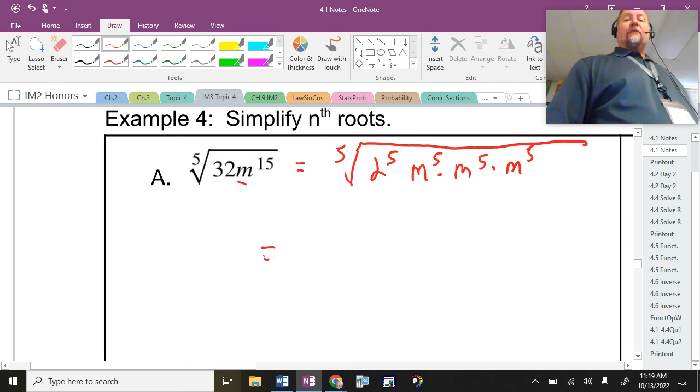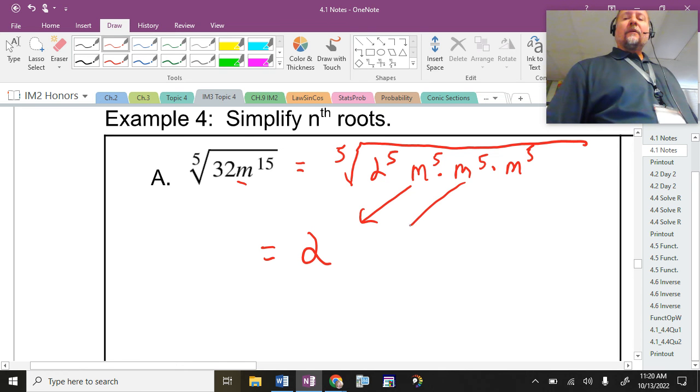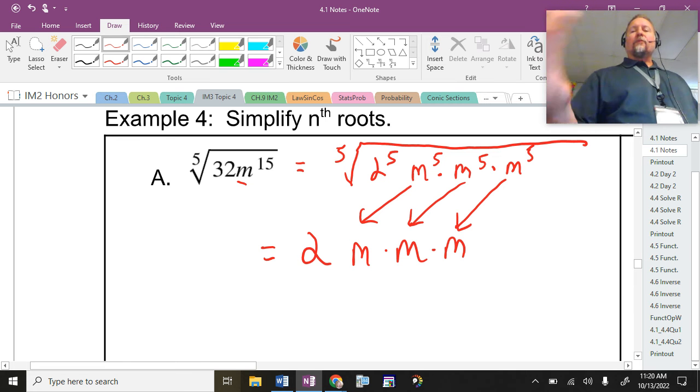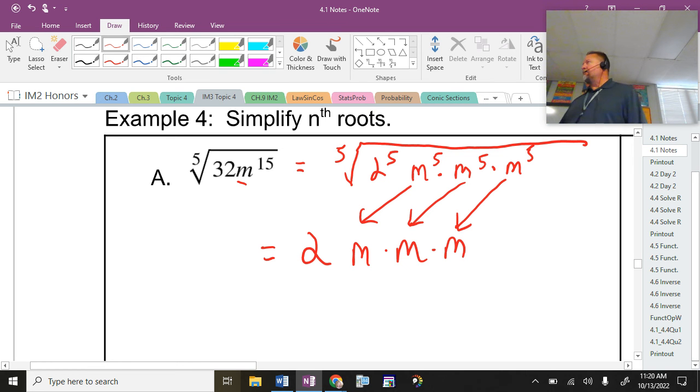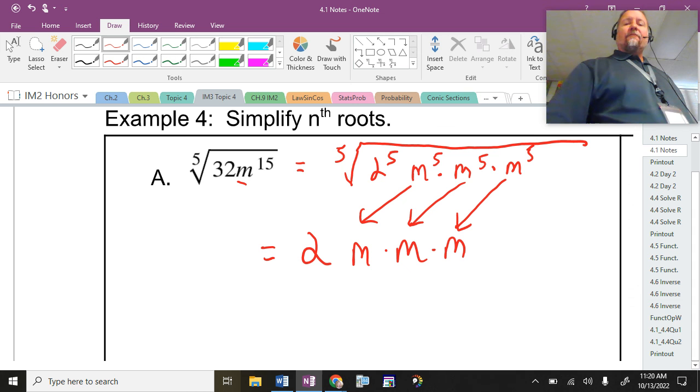So you already said the fifth root of 32 is 2. And then for every m to the fifth, I get to take 1 m out. Or the fifth root of m to the fifth is m. But there's 3 of those. That equals m to the 15th. So the final answer is 2m to the third.